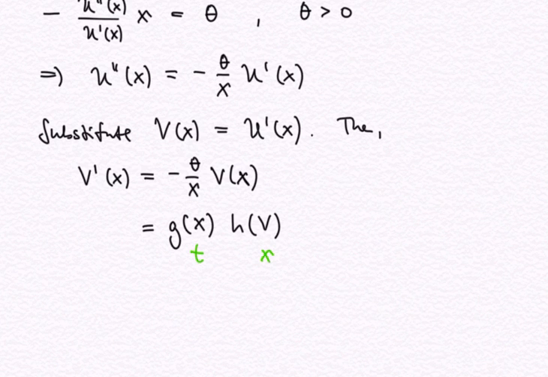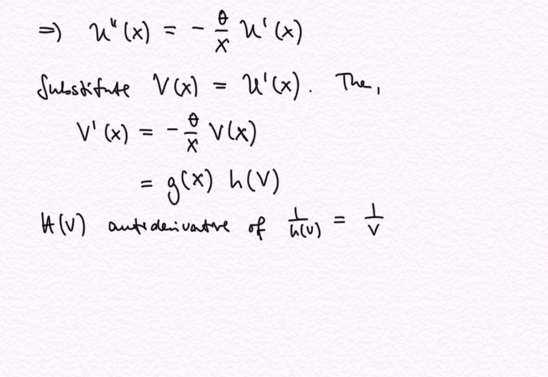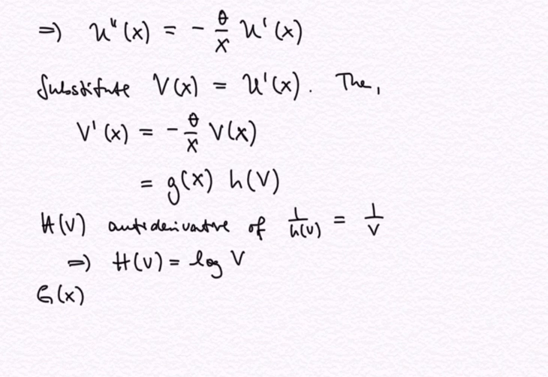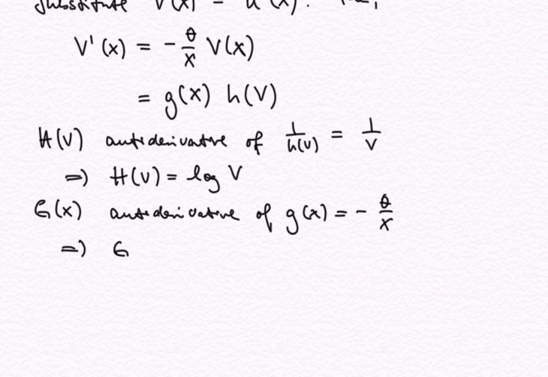So what we need to find is capital H of V, the antiderivative of 1 over little h of V. And little h of V is just V. So we need the antiderivative of 1 over V. Well, that's easy. So H of V is the log of V. Then we need G of X. This is the antiderivative of little g of x, which is minus theta over x. Well, that's also only marginally more difficult. So G of x is minus theta times the logarithm of x.